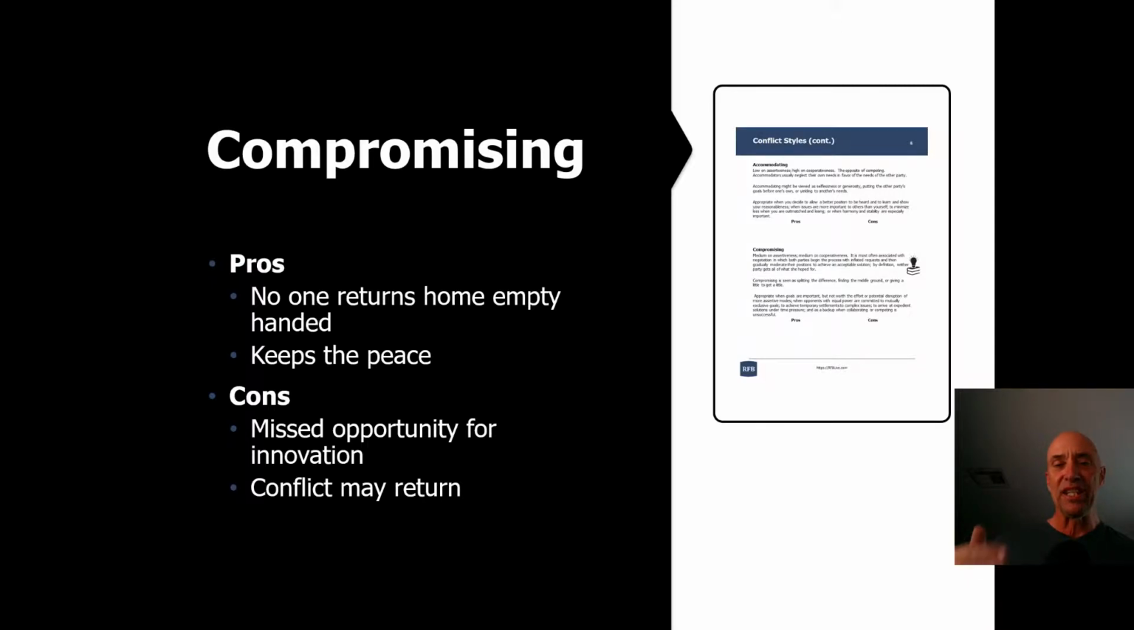As you'll see in the next style, the last style is collaborating, where we both dig in, roll up our sleeves, and say, you know what, this seems to be tough, but we're going to figure out a way to get what we both want. That's when innovation can happen. If we always default to compromising, we never achieve the possibility that we might create a better reality, because we never look for it. So, that's compromising.